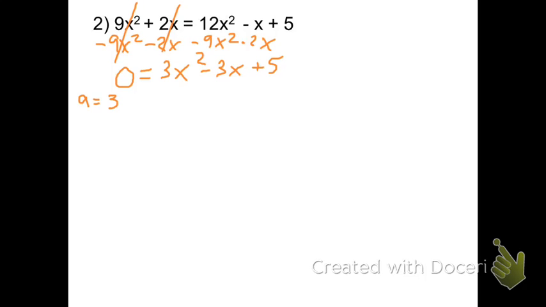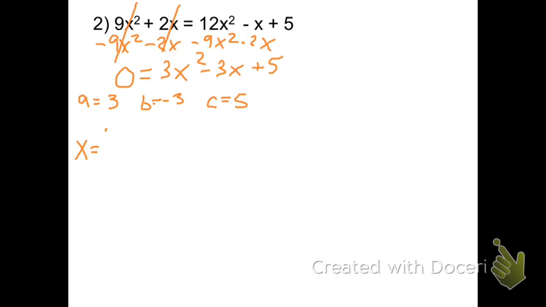So a is just 3, b is negative 3, and c is 5. So now we're going to plug all of these numbers, a, b, and c, into the quadratic formula. So again, it's the opposite of b plus or minus the square root of b squared minus 4ac all over 2a. Now just to save time, I'm not going to write it out. I'm just going to plug it in, but you should write it out.